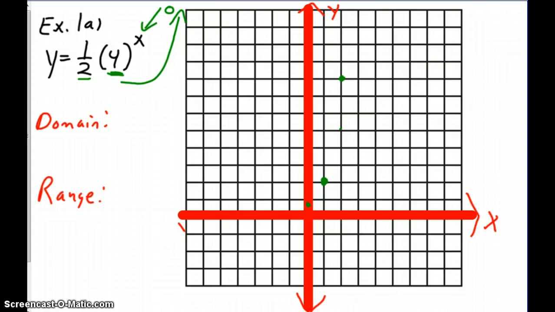All right, let's do 3. How much is 4 to the 3rd? 4 to the 3rd is 64. 64 times a half is 32. 32 cannot fit on the graph. Okay, you're done with that part, right? It's going to go off the graph.